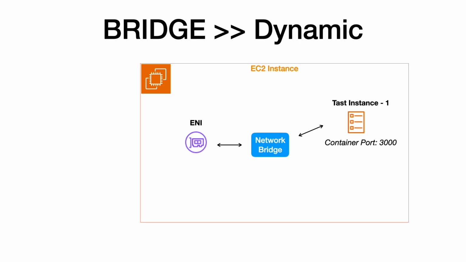The other way to create the mapping is dynamic. In this, you do not set the host port. At the time of container creation, Docker chooses a random, unused port from the range and assigns it as the host port.